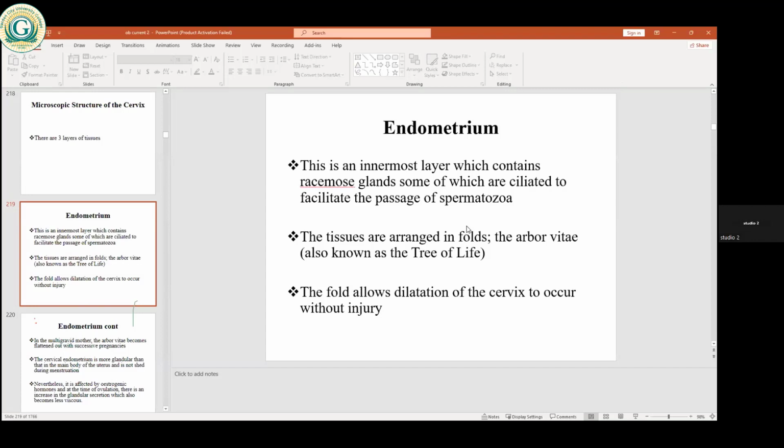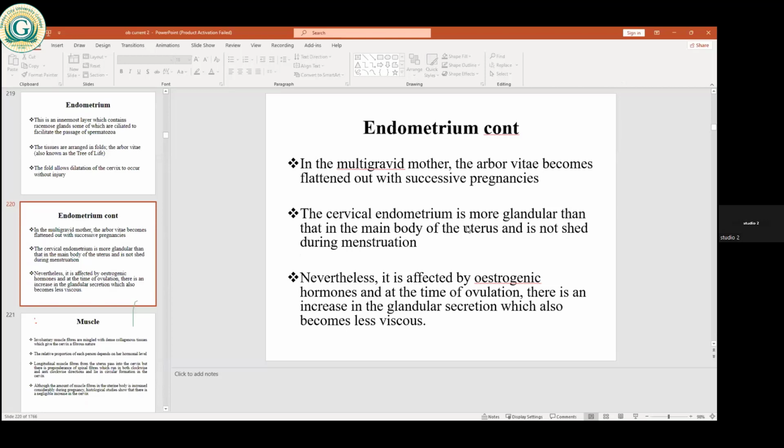What does the cilia do? When a man puts sperm into the vagina and it enters the cervix, the cilia help to facilitate the passage of the sperm to the fallopian tubes. The cilia also allow dilatation of the cervix to occur without injury. In the multigravid mother, the arbor vitae become flattened out with successive pregnancies.